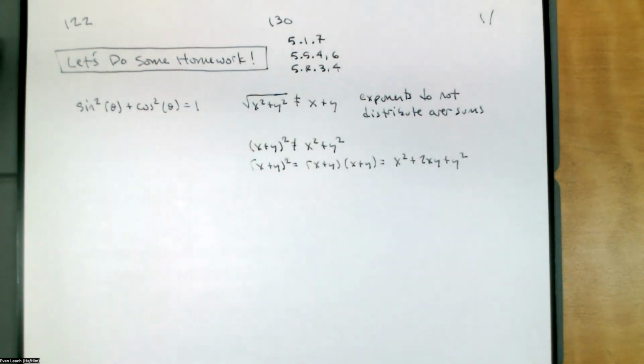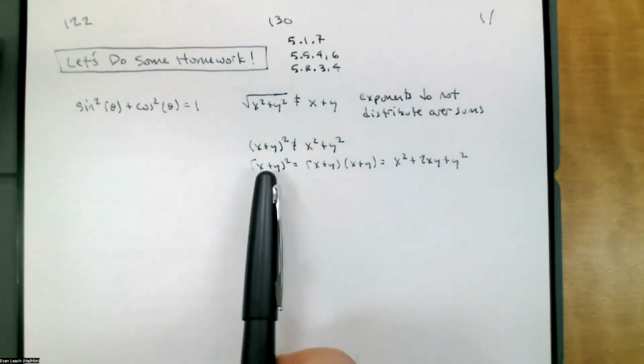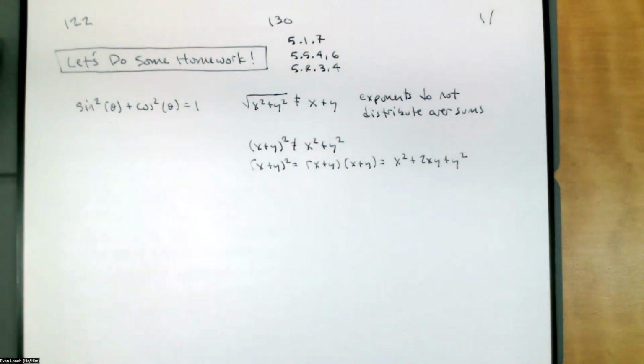This is the same principle as x plus y squared, the square of the sum of x plus y, not being equal to just x squared plus y squared. When I take x plus y squared, and I have to have an x plus y times another x plus y, we've got to multiply all that out.